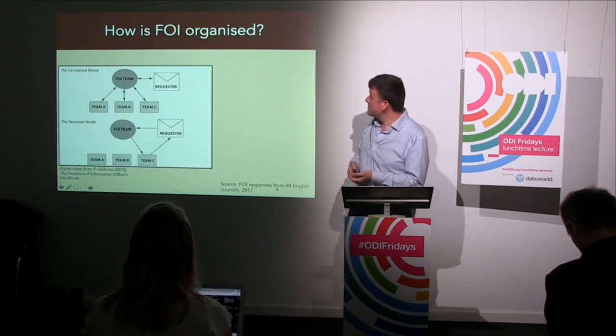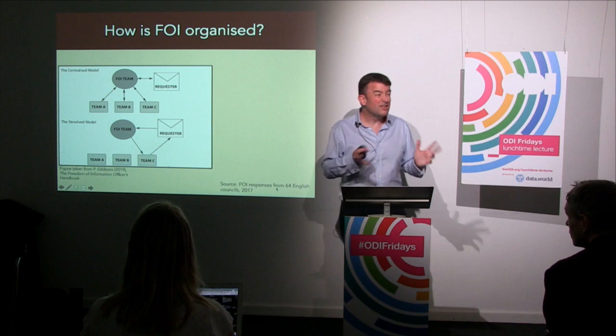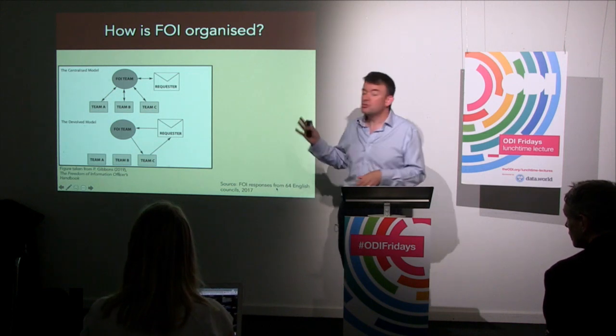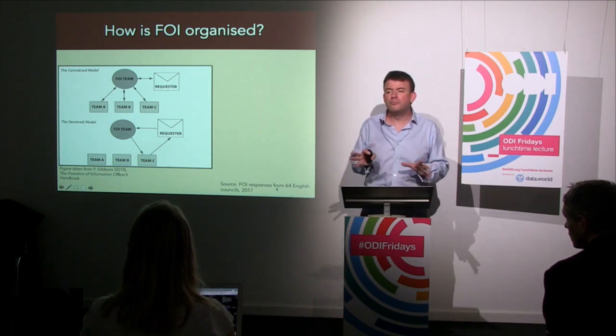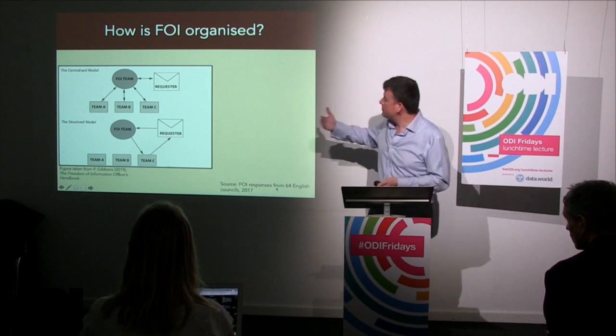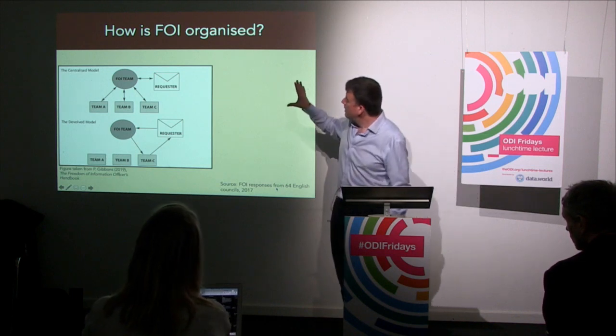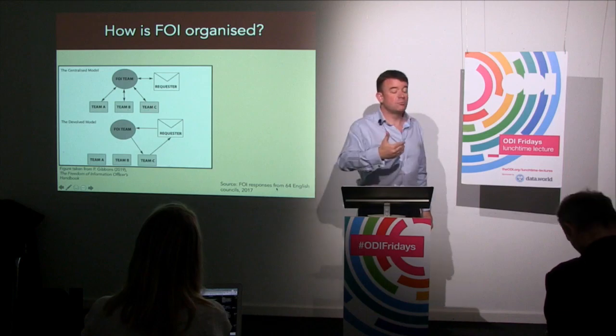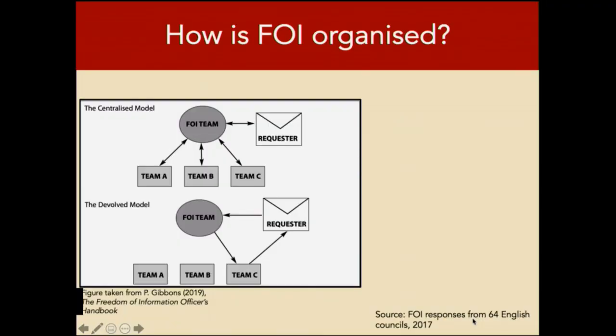How's FOI organised? As I said earlier, there's really a split between centralised models and devolved models. So this is how I've split it up in my book. And the way that many authorities will handle FOI is they will have an FOI officer or an FOI team in one place within the organisation. A request will come in, usually directly to them via an email, but perhaps passed to them by another part of the organisation.